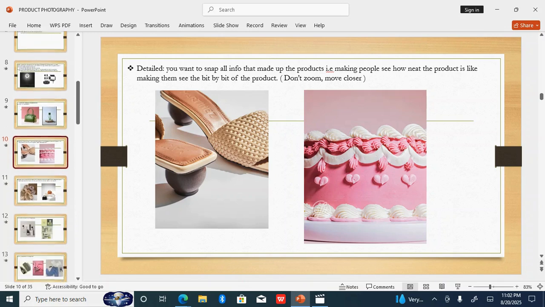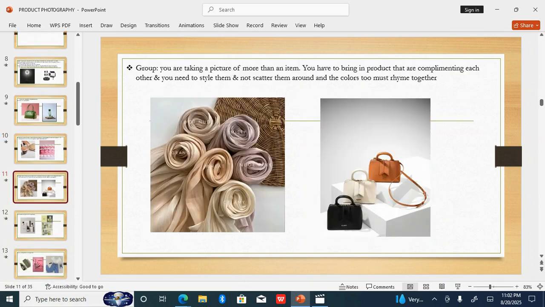And also, we have group picture, like group photography. This is whereby you're taking picture of more than an item. When you're bringing in more than an item, number one, you want to ensure that the products are complementing each other. That is, the colors of the products are complementing each other. Look at this scarf as an example. You can see that the colors here, it's not as if one is bright, then the other one is dull. Everything is a neutral color.